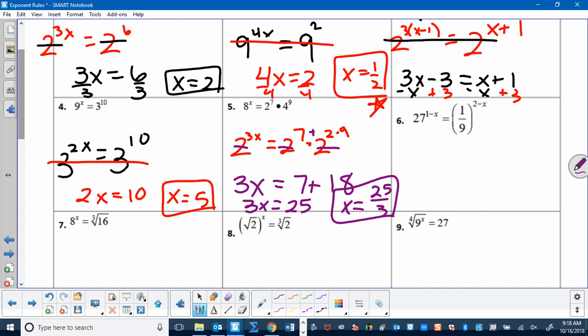Oh no, there's a fraction. How do you get a fraction using exponents? Don't you need a negative somewhere? So then all you need over here is some kind of negative.